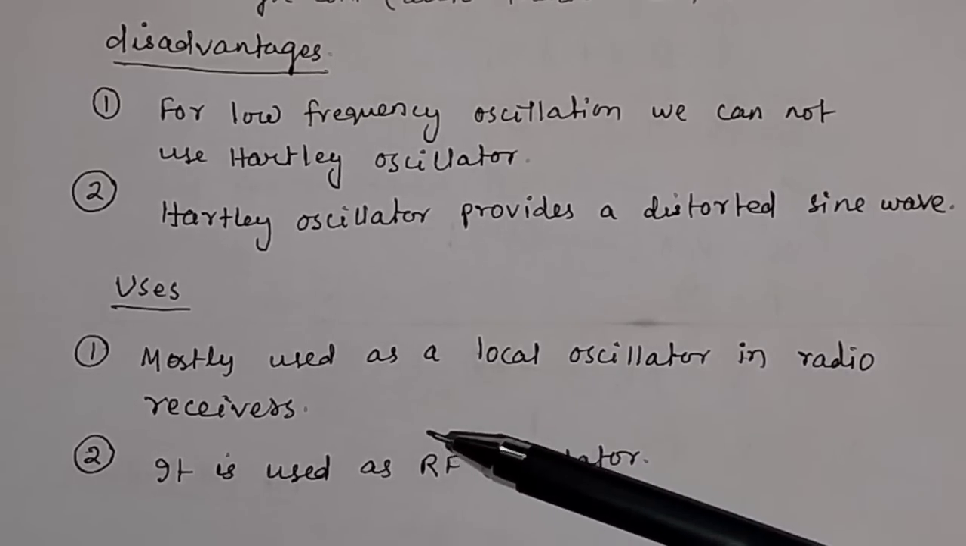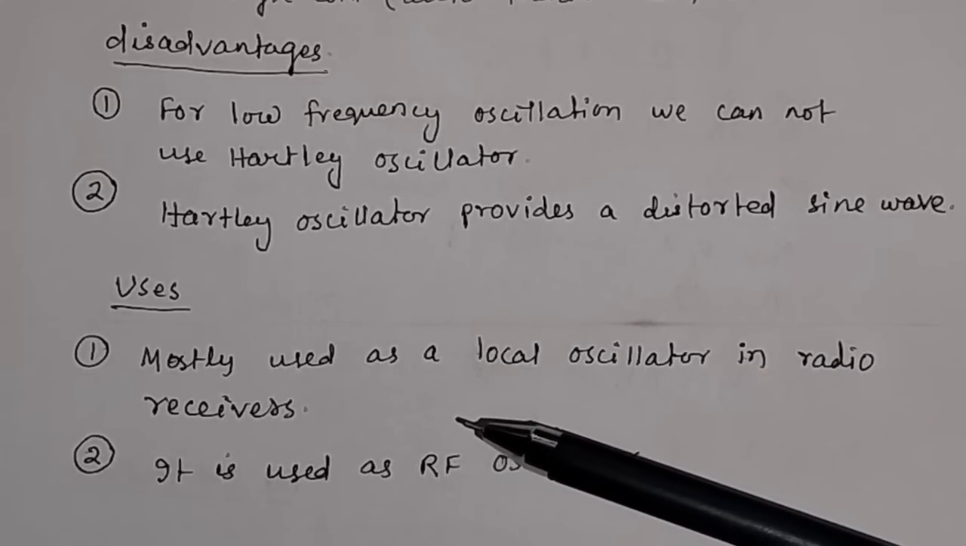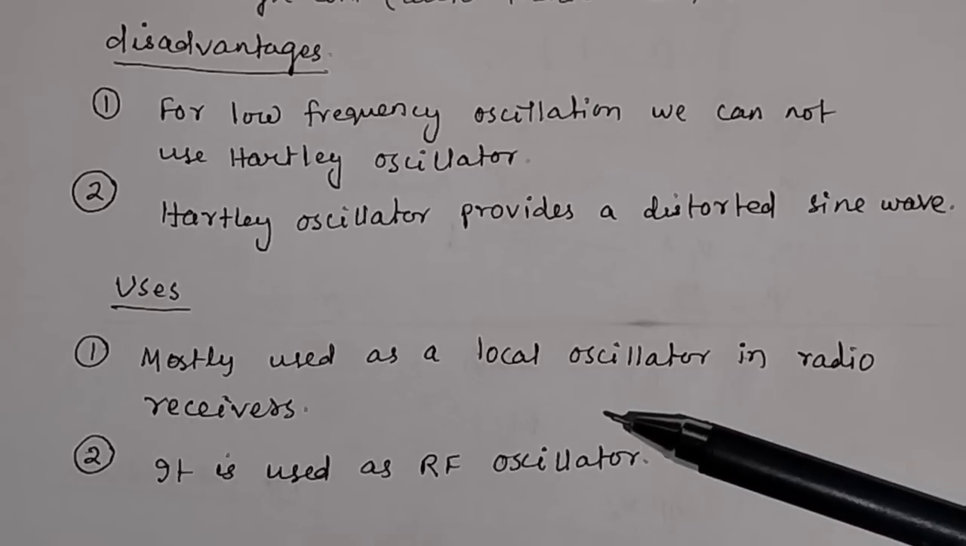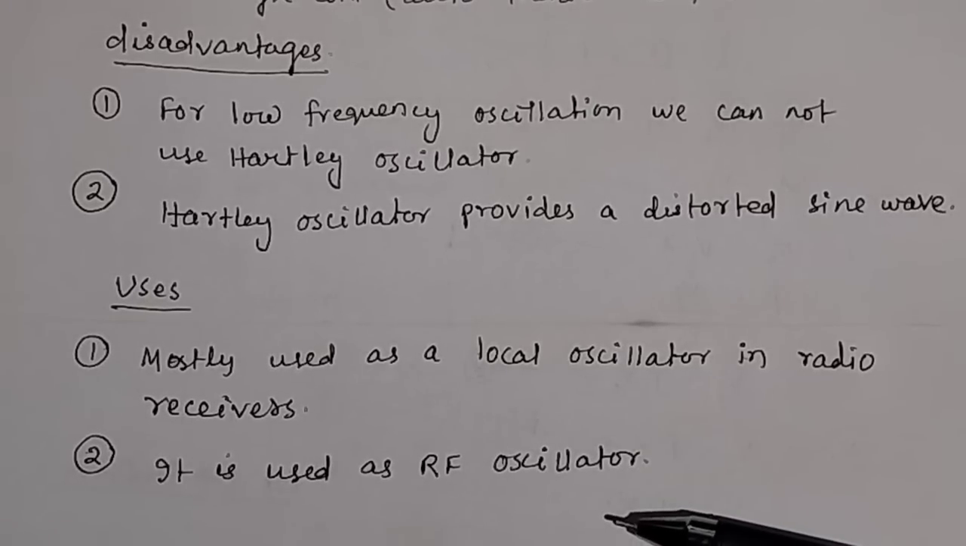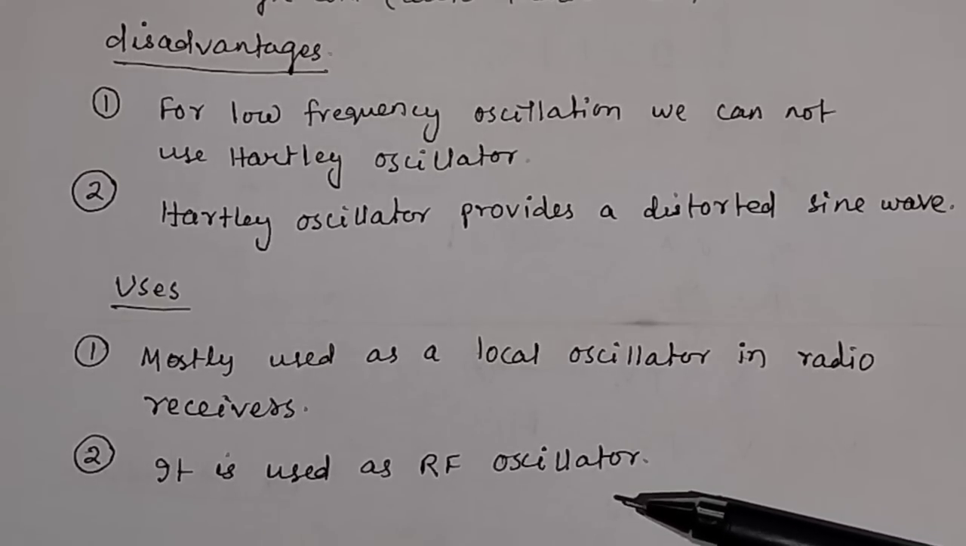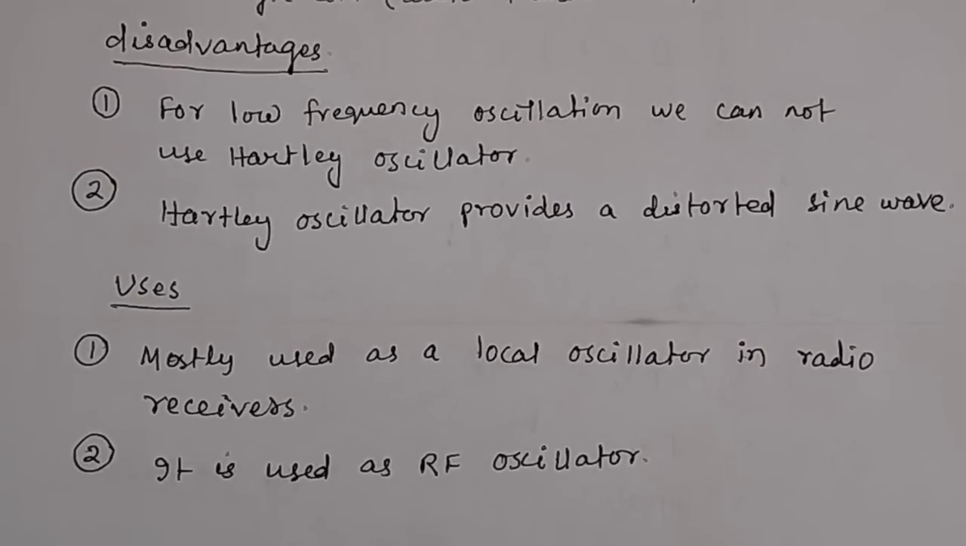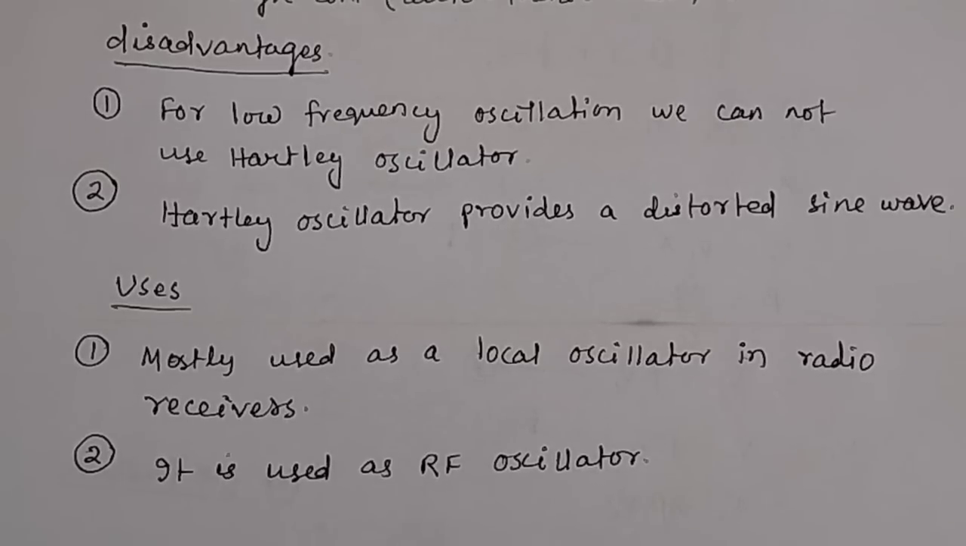And what are the uses of the Hartley oscillator? The Hartley oscillator is mostly used as a local oscillator in a radio receiver. Another use is as a radio frequency oscillator, or RF oscillator. So these are the questions generally asked in the examination. In the next video we will discuss the Colpitts oscillator and the main differences between the Hartley oscillator and the Colpitts oscillator. Thank you.